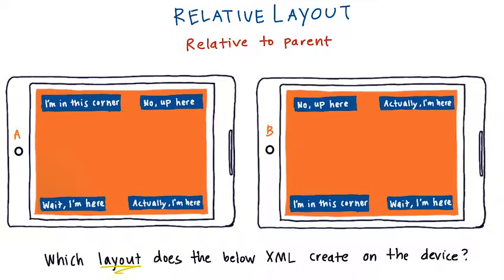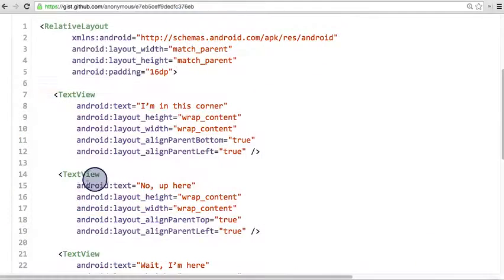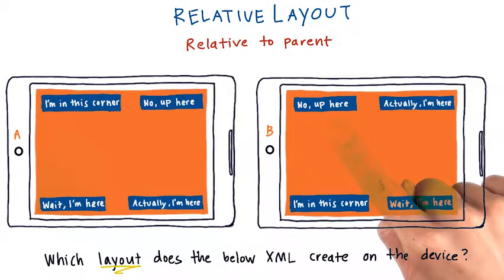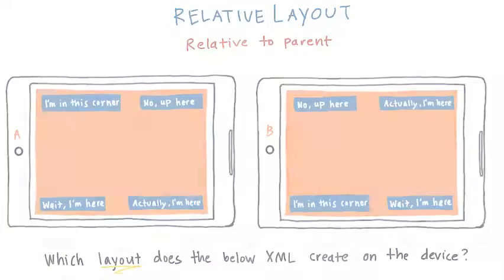Going back to the quiz screen, the text view, I'm in this corner, is in the bottom left edge of the screen. The next text view says, no, up here. This is aligned to the parent's top and left edges. That puts it in the top left corner of the screen. And indeed we see that no, up here is in the top left corner of the screen.